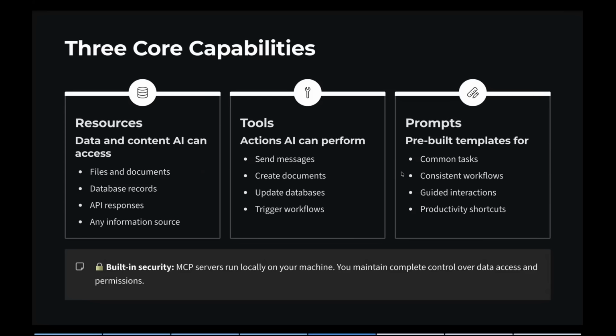First, resources. These are pieces of data or content that the AI can actually access. Think of files, databases, records, API responses, anything that contains information the AI might need. And the second one is tools. These are actions the AI can perform: sending messages, creating documents, updating your databases, triggering workflows. If an API can do it, an MCP tool can expose it to the AI.